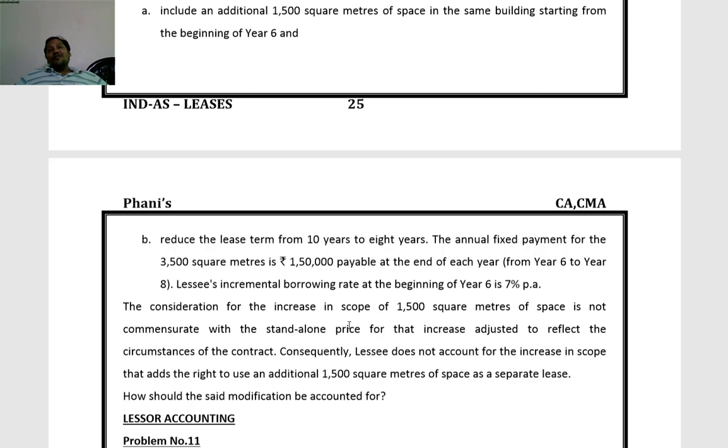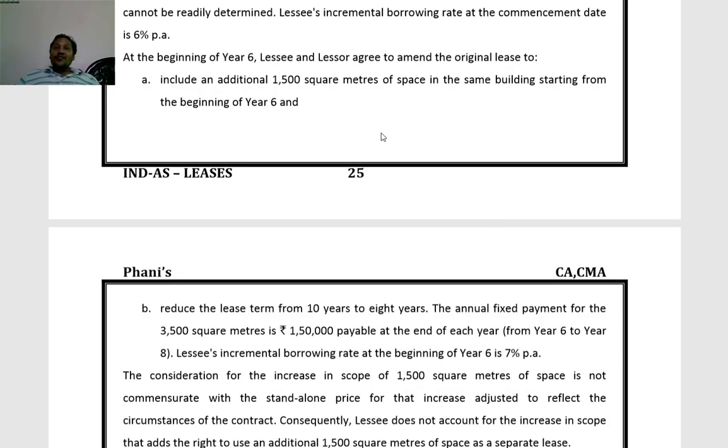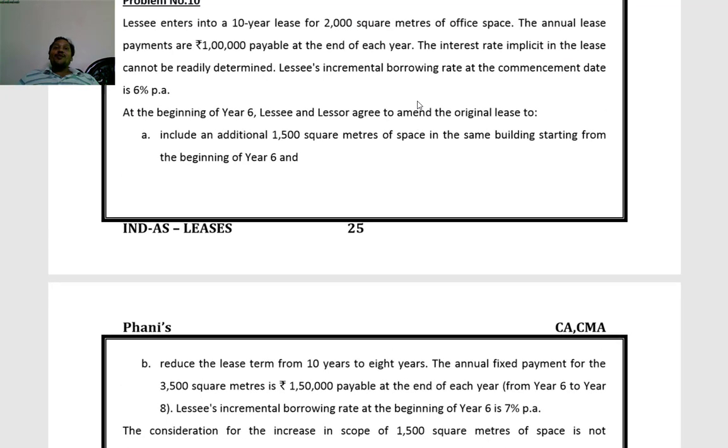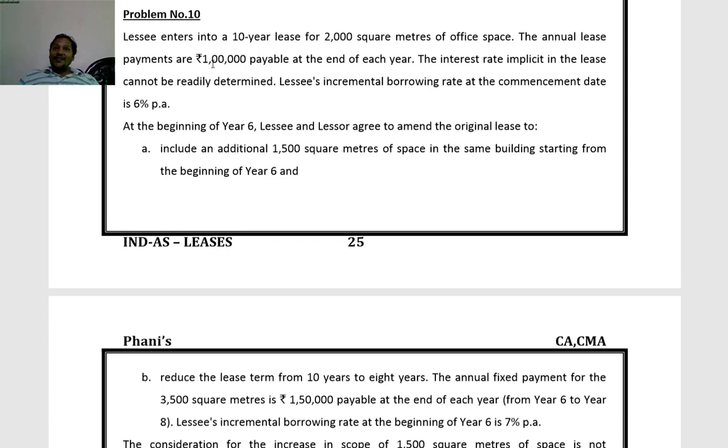Here one condition is fulfilled, that is, 1500 square meters are included, but the commensurate increase in consideration is not there. The rent is 1 lakh originally for 2000 square meters. Now 1500 square meters are included and the lease rent increases to 1,50,000. Space increases by 75%, but lease rent increases by only 50%. So he is saying it is not a commensurate consideration.